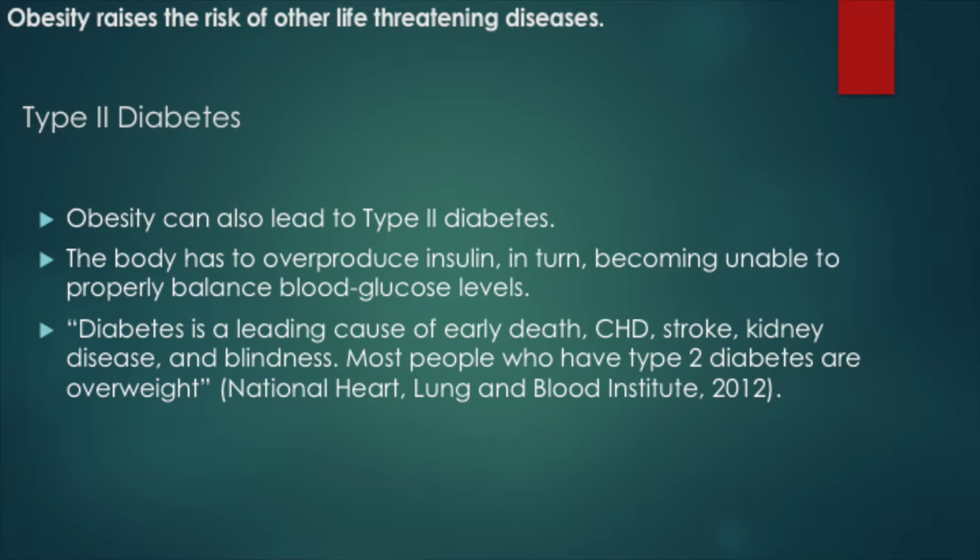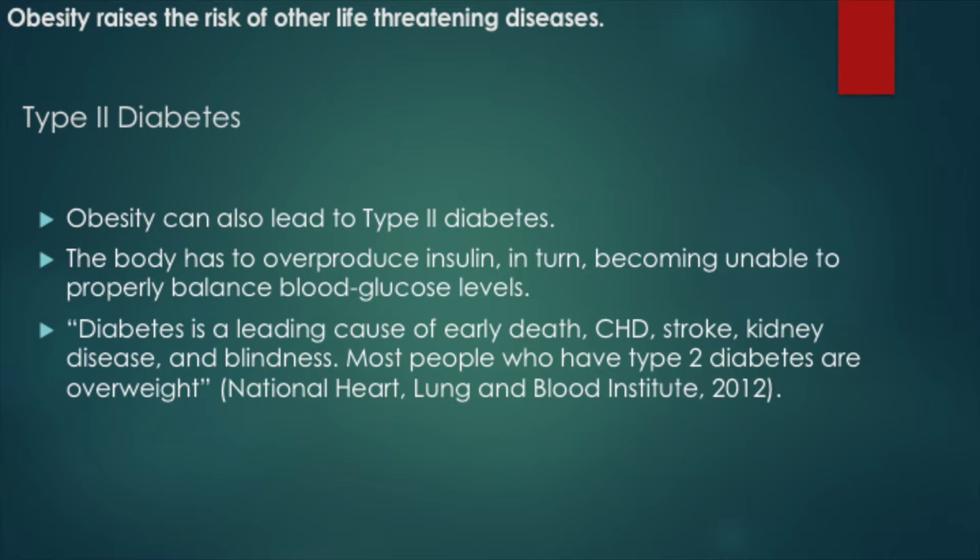A quote by the National Heart, Lung, and Blood Institute in 2012 as well, again, says diabetes is a leading cause of early death, CHD, stroke, kidney disease, and blindness. And then they go on further to say most people who have type 2 diabetes are overweight.